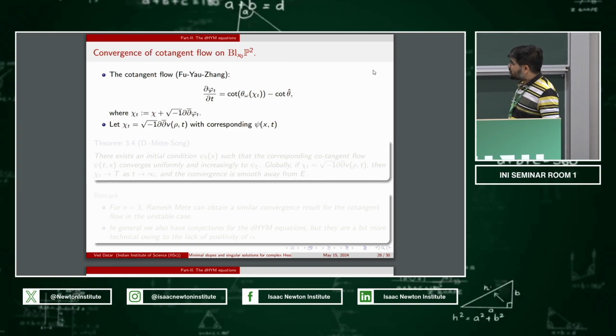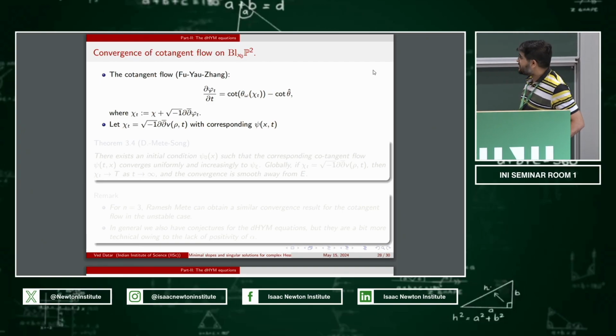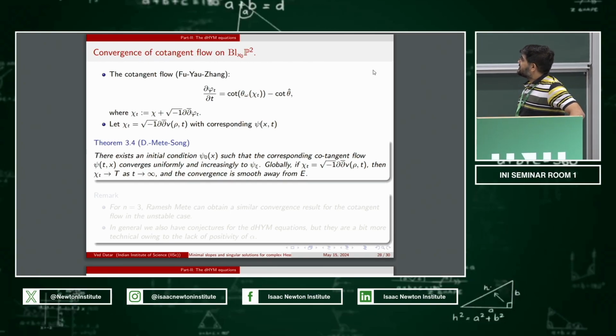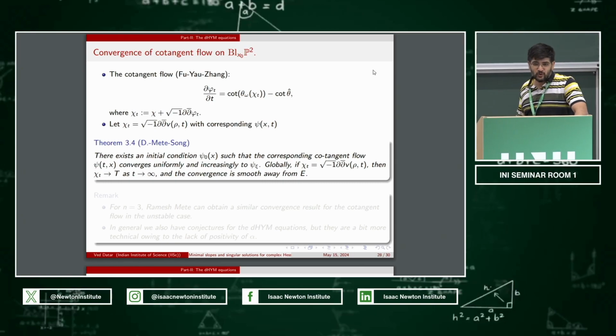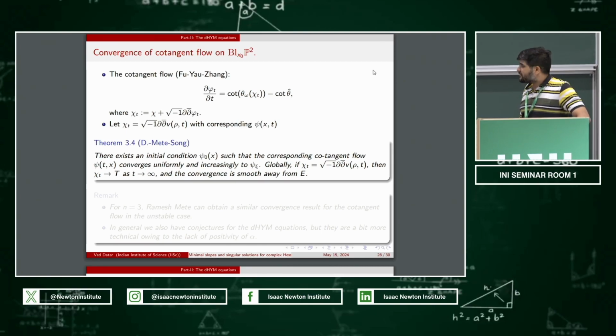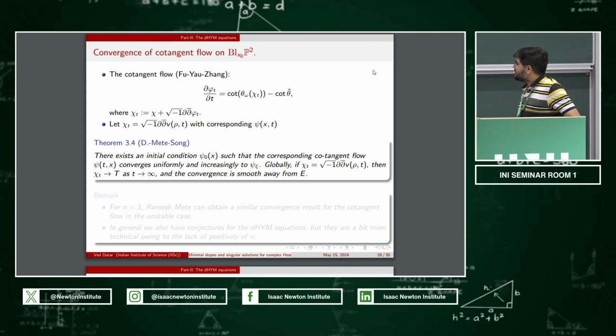Of course, one can also study this flow with Calabi symmetry. Our final theorem is this convergence result for the cotangent flow on the blow-up of P2. We show that our flow does converge, if you start with a suitable initial condition, to the limiting current, the singular solution that we construct.